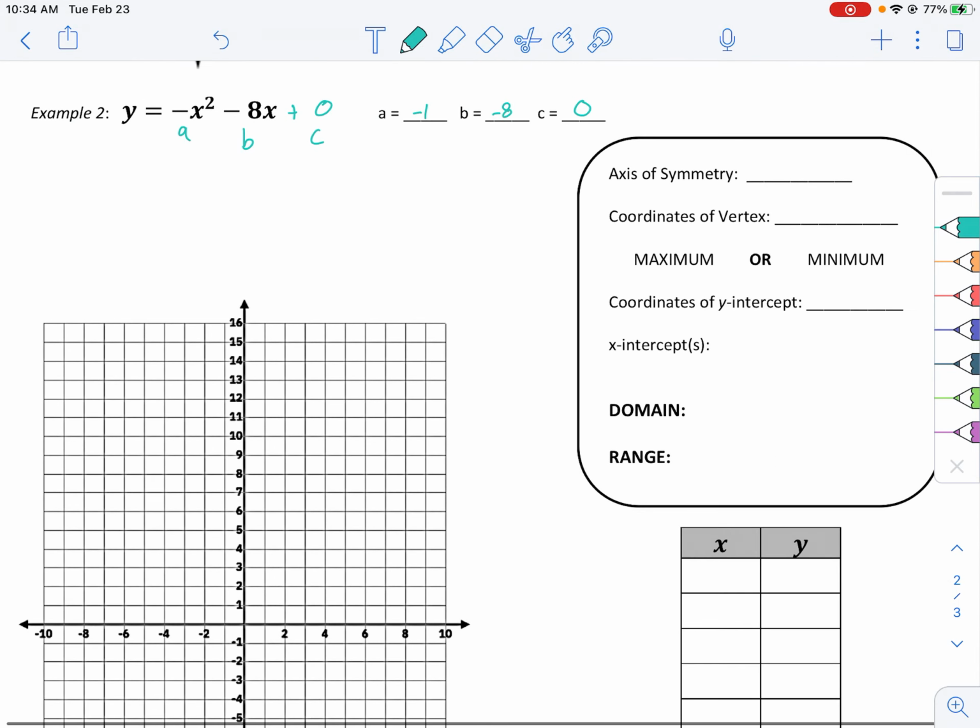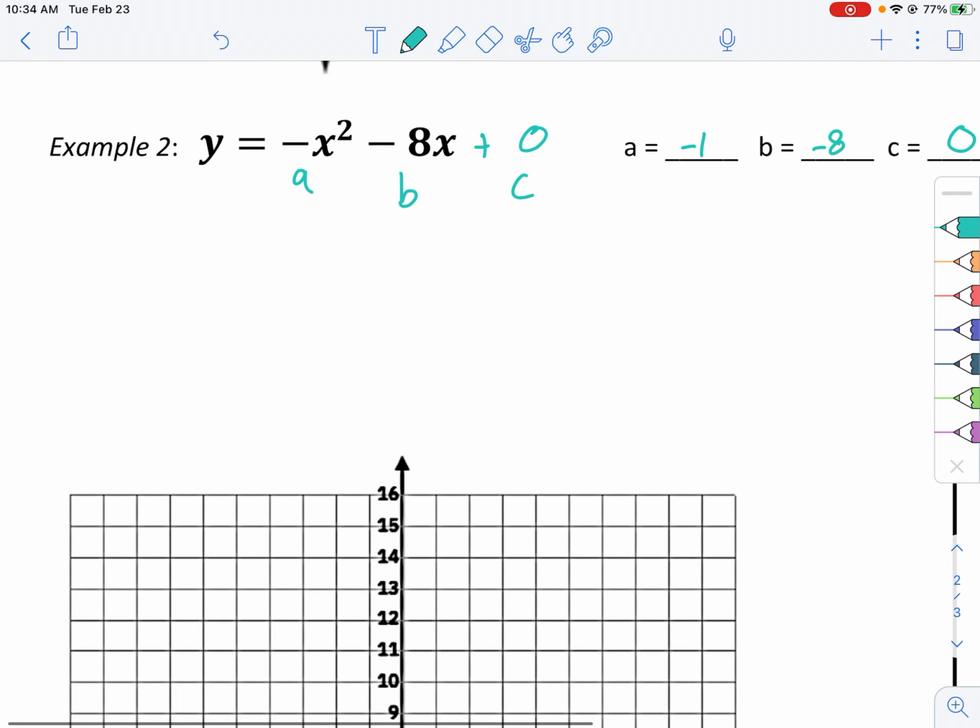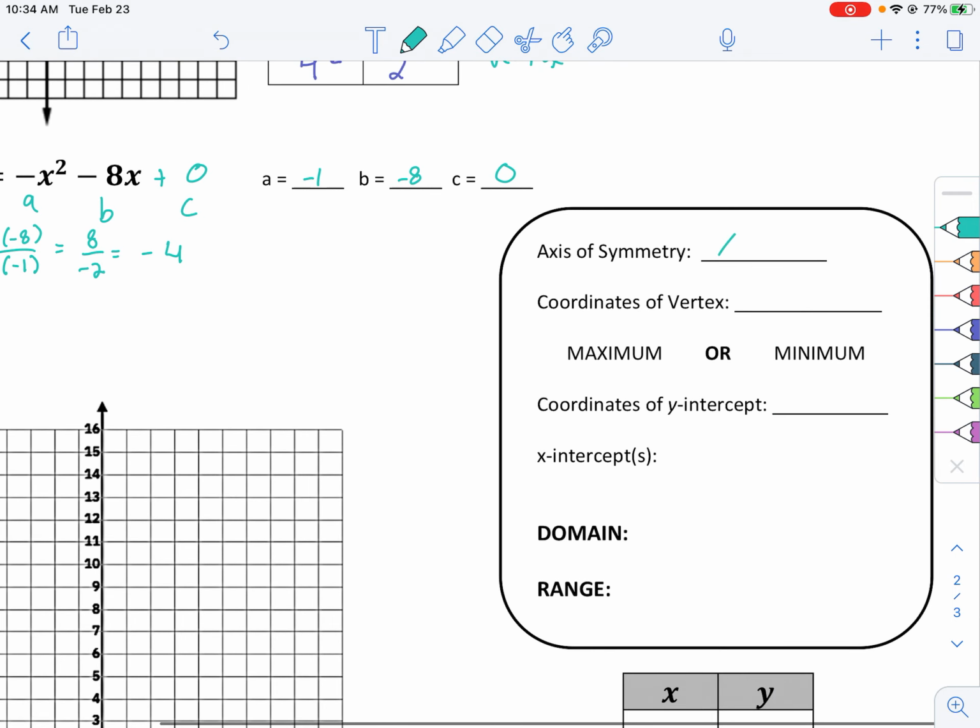All right, so let's find the axis of symmetry. Remember, axis of symmetry comes from this equation. x is equal to negative b over 2 times a. Negative b would be negative 8 over 2 times a, which would be 2 times negative 1. So that's positive 8 over negative 2, which gives us negative 4. So our axis of symmetry is x is equal to negative 4.